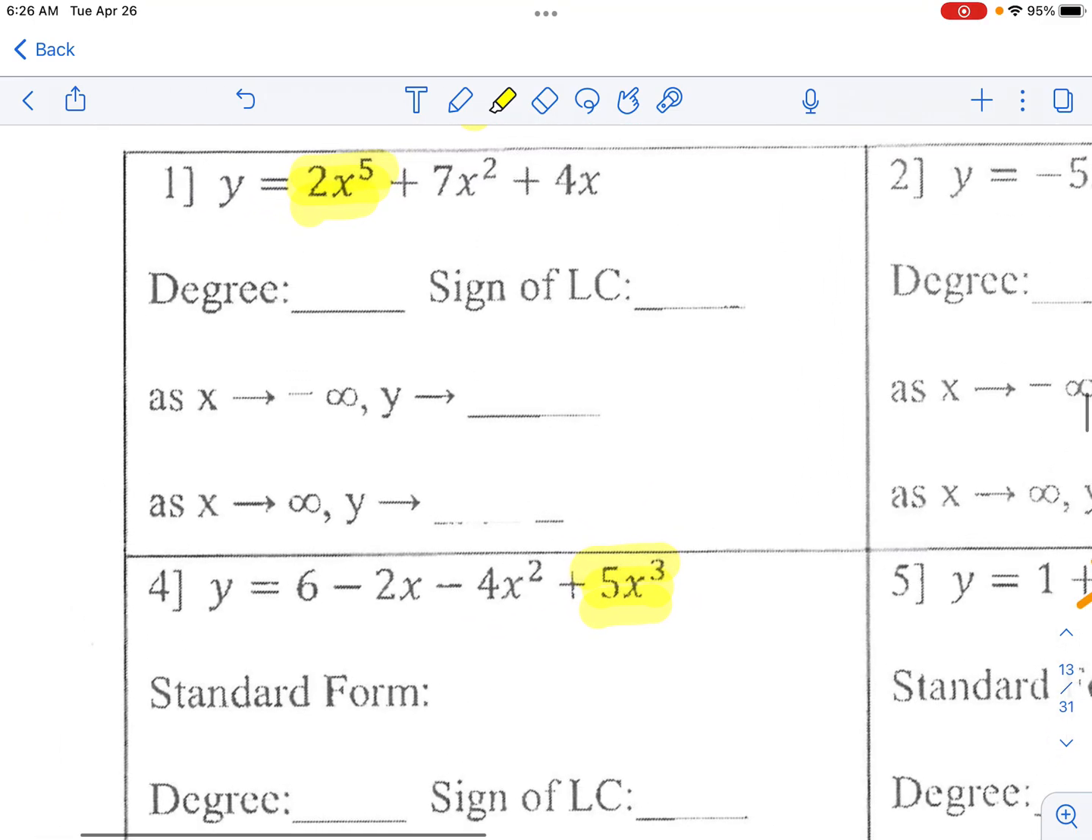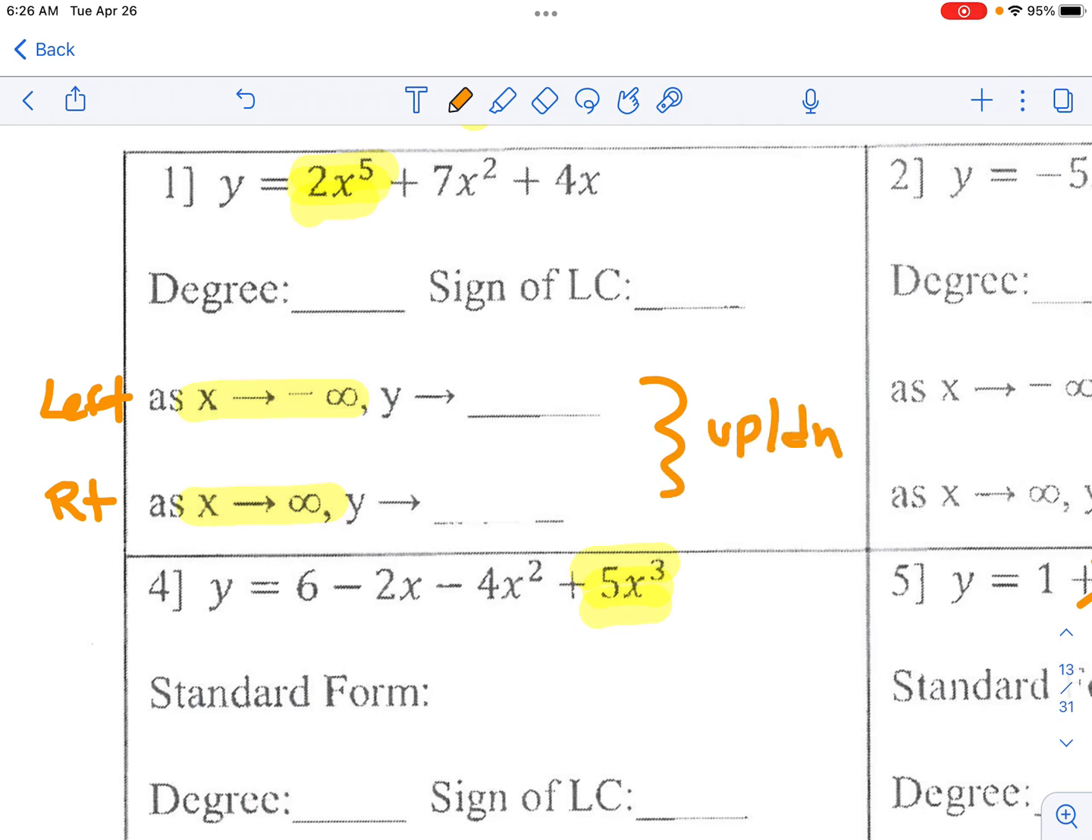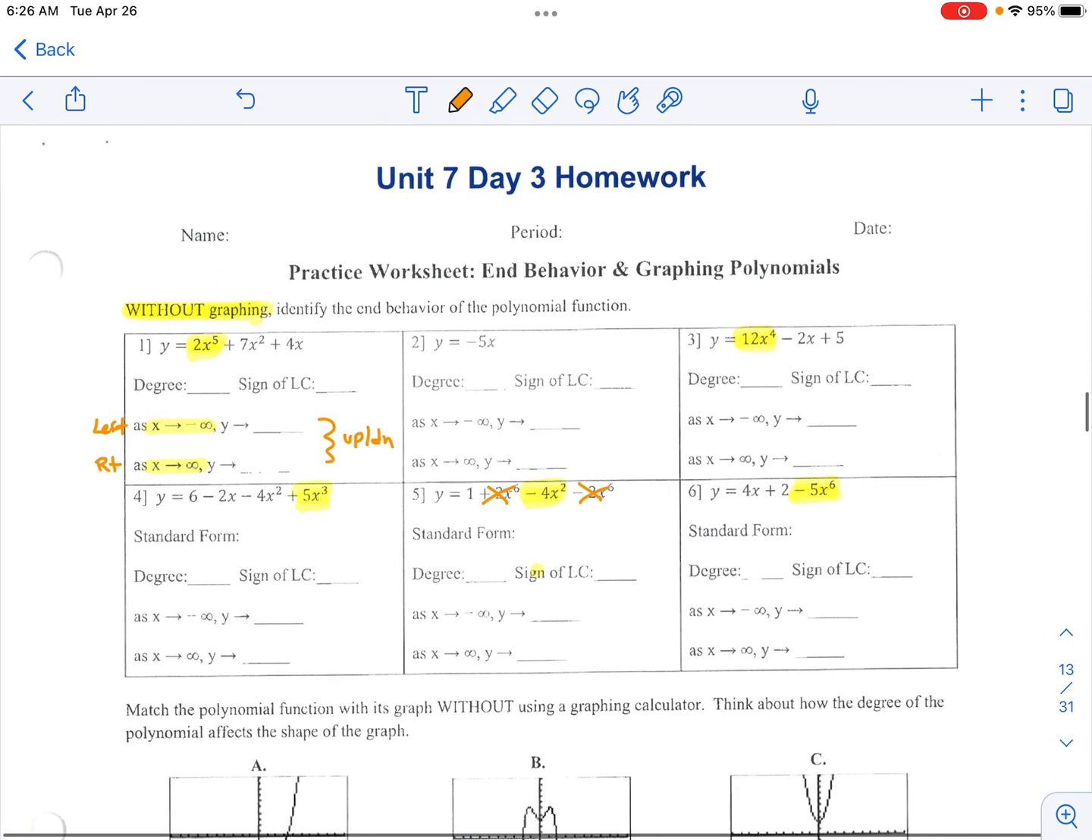And then we need to know this notation. This notation is the left side of the graph, right, as x goes to negative infinity, that's the left side of the graph, and as x goes to positive infinity, this is the right side of the graph. And so these answers are going to be either up or down. Maybe they're the same, maybe they're different, depending upon the function.